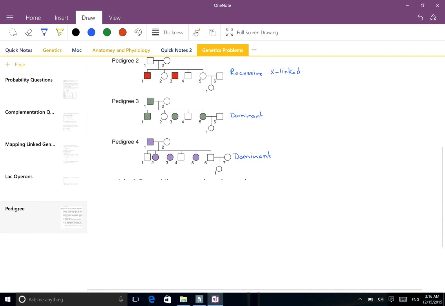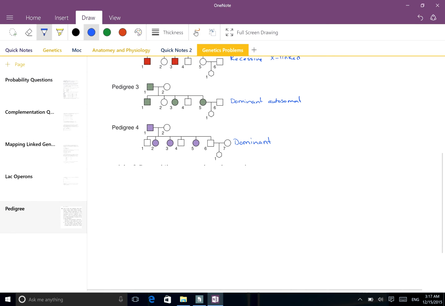Okay, and then for this one, I can see that the father has it, right? And I said it's dominant, but then we said the father cannot give it to the sons unless it's Y, and daughters don't have Y, so definitely not X-linked, because if it's X-linked, he cannot give it to his sons, only his daughters. So it's definitely autosomal.